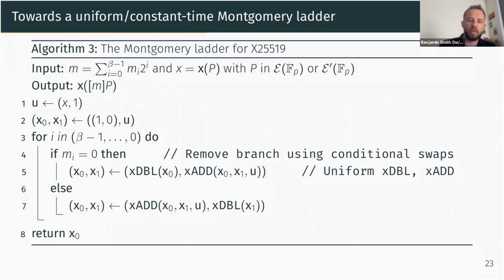So what we can do instead of using an if here is we can use a constant time conditional swap, which is a function which, given a bit and a pair of values, will return either the same pair or the pair swapped over, just depending on the value of the bit. And it will do that without any conditional code. If we do that, then we're just going to do this one line here, this x double on x0 and x add here, but we will swap x1 into the place of x0 if required, based on that bit, and then swap it back out again.